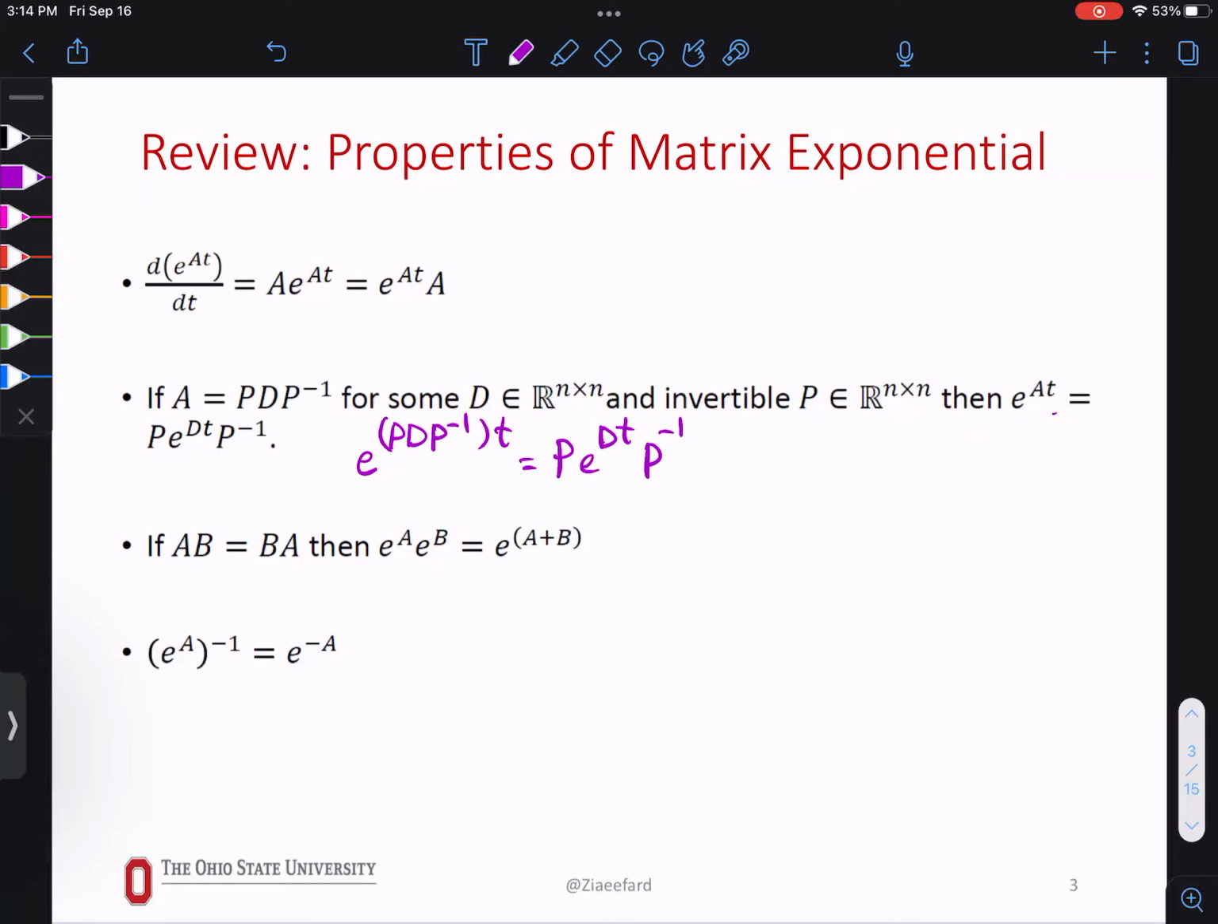If A and B are matrices, and AB is equal to BA, if we can show this relationship, then e to the power of A times e to the power of B is going to be e to the power of A plus B. These are all matrices, right? And the inverse of e to the power of A is e to the power of negative A. We're going to use these properties later on when we are proving something, or sometimes we use them.